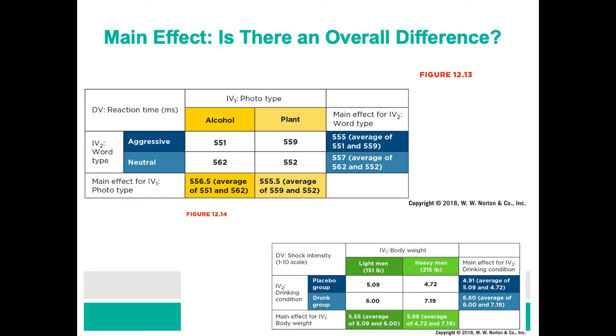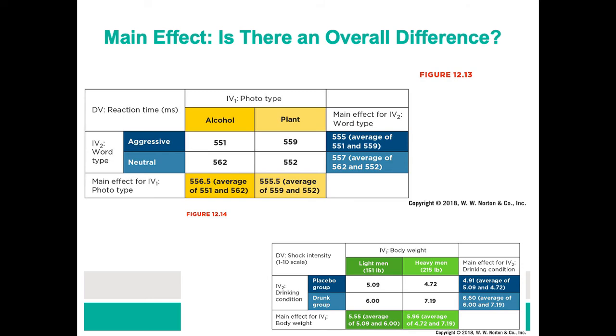where at the bottom right, when you look at those marginal means for drinking, sort of placebo versus drunk, on the shock intensity, you see there 4.91 versus 6.60. Those means are obviously different. In that case, we see that the drunk group did a higher shock intensity on the 1 to 10 scale versus the placebo group. So 4.91 for placebo, 6.60 for the drinking drunk group. So then you could probably say that main effect is going to be significant, and there is a main effect of drinking on shock intensity.